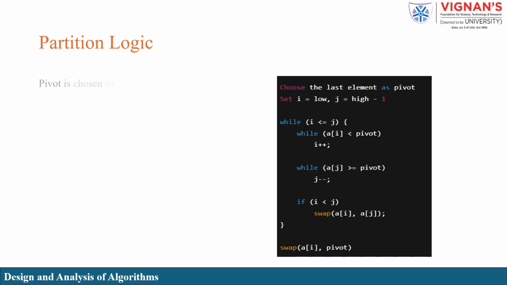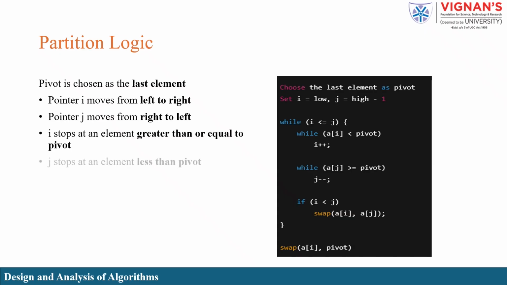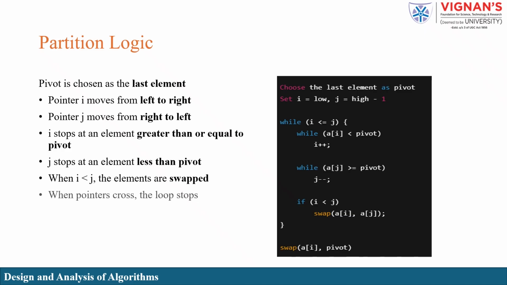In this implementation, the last element of the array is chosen as the pivot. Pointer i moves from left to right, and pointer j moves from right to left. Pointer i stops when it finds an element greater than or equal to the pivot. Pointer j stops when it finds an element less than the pivot. If i is less than j, the elements are swapped. When the pointers cross, the loop stops. Finally, the pivot is swapped with the element at i, placing it in its correct sorted position.